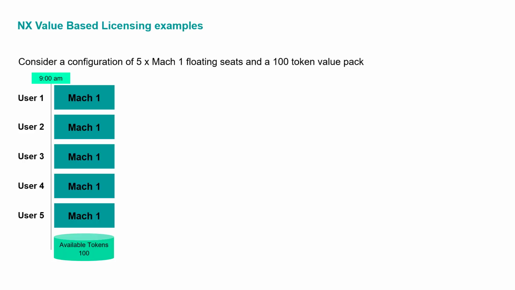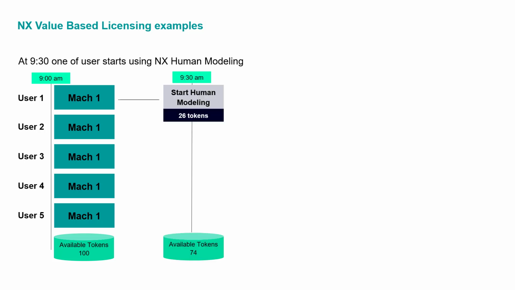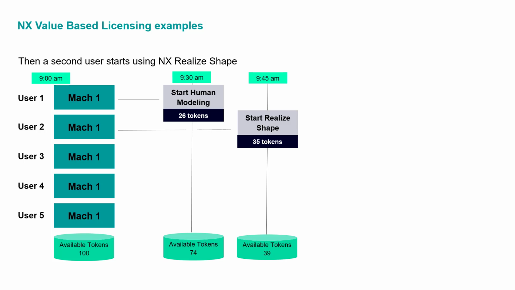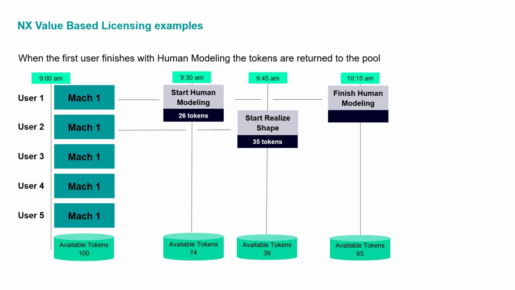So let's have an example and see how this works in a real-world situation. Let's just say we've got a customer. They have 5 seats of Mach 1, and they have a 100 pack of tokens. So at 9:30, somebody starts human modeling. That's 26 tokens. So there were 100 minus 26. Even I can do that math. There's 74 tokens available. A little bit later, someone else uses another module. That's 35 more tokens. And then at 10:15, human modeling is done, and so those tokens go back inside of the pool.